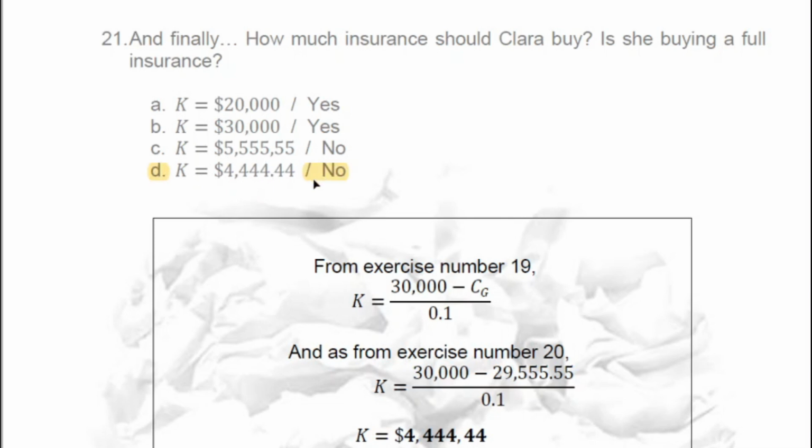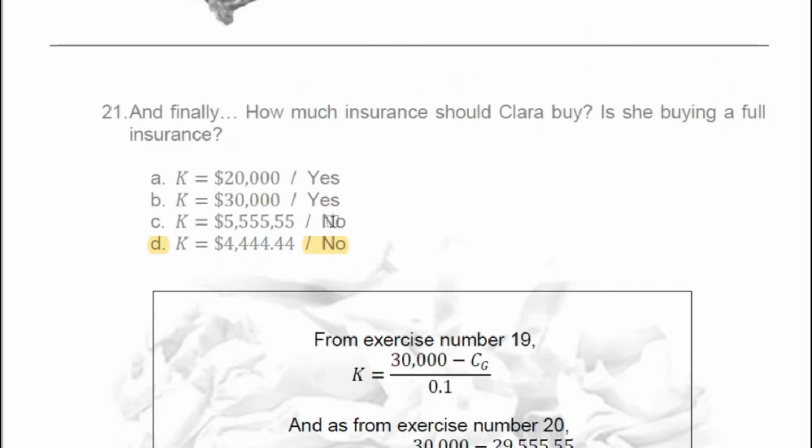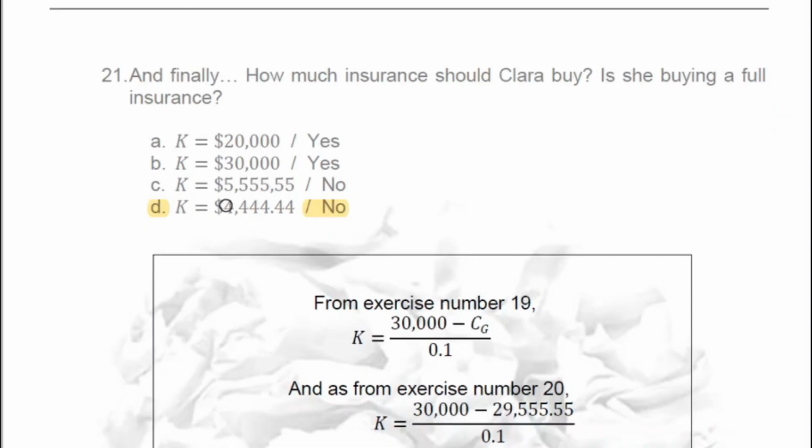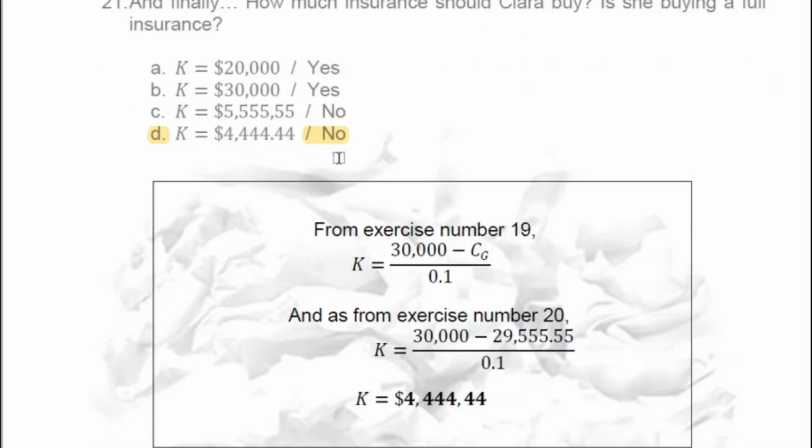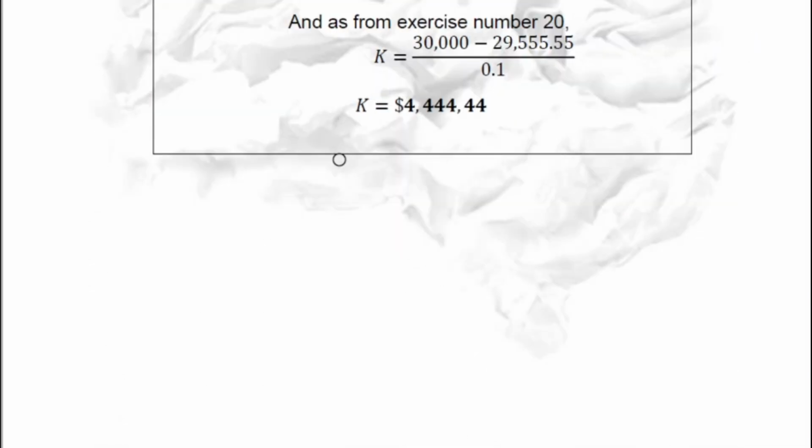Well, she will not buy a full insurance because the maximum loss, remind, I think it was 20,000. Of course, it was more than $4,000. So she's not buying a full insurance. It's quite logical because even if Clara is risk averse, she finds an expensive insurance. So she buys insurance, but not so much.